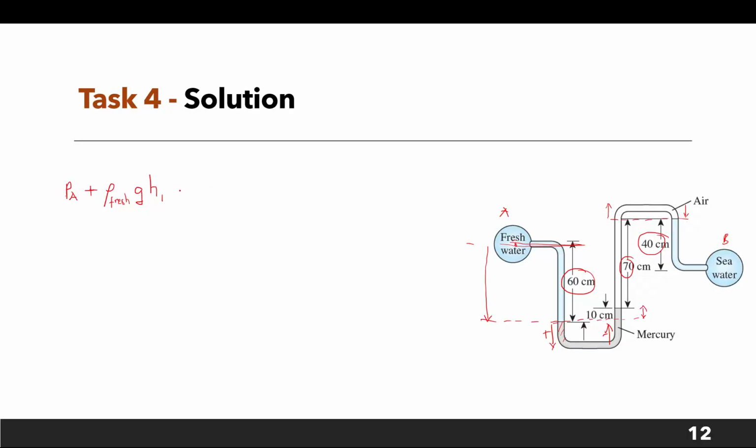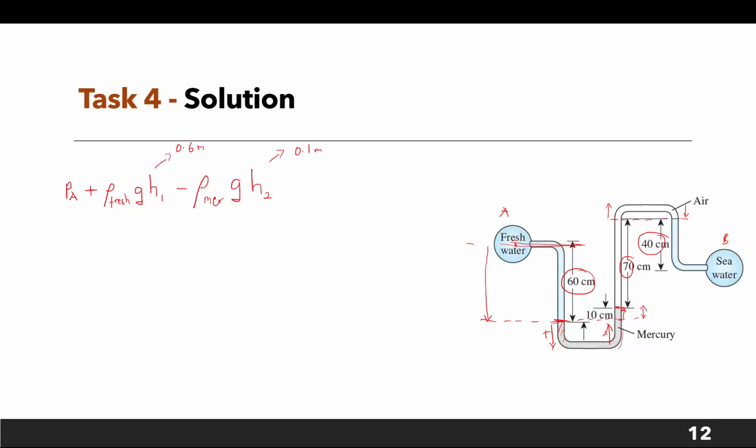Then we move on. Is it plus or minus? Let's check. From here, we are on this interface. We go down and then we go up here, so we are moving up. So it's negative: minus rho of mercury times g times h2. Remember, like I said, we are going to use the 60, which is 0.6 meters, and then this one we are going to consider 0.1 meter, because it's 10 centimeters.